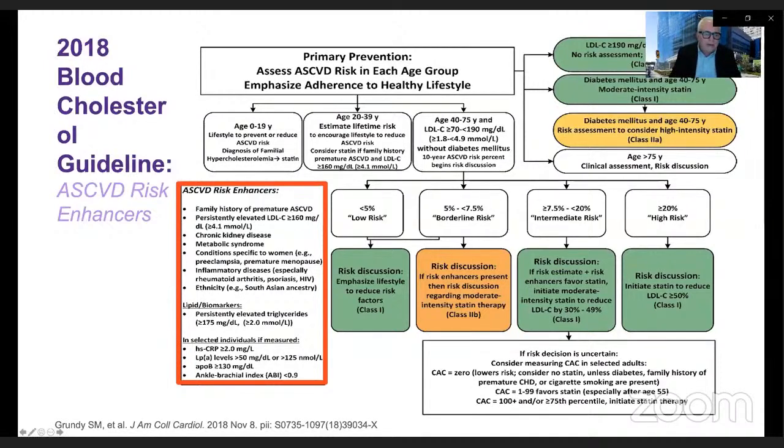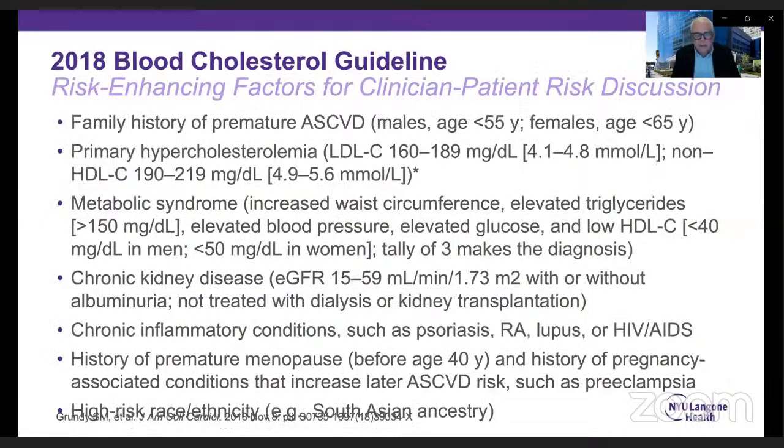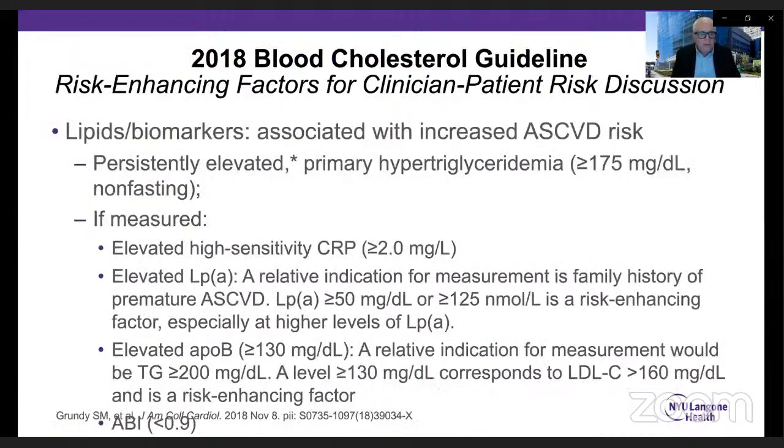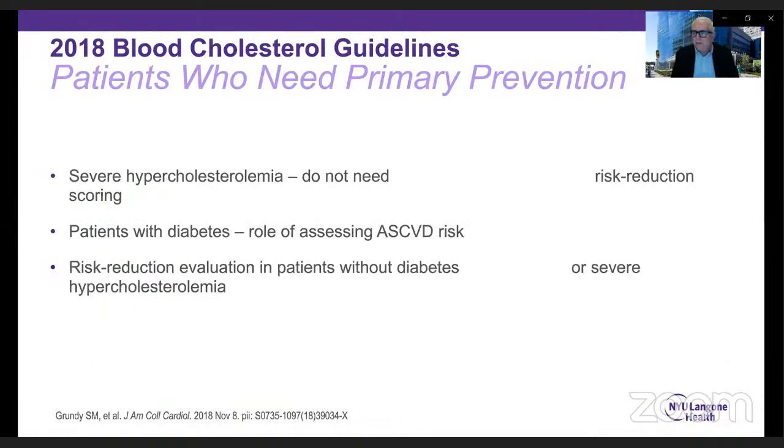And then finally, there are some additional biomarkers that we can check if we'd like to, but you don't have to do this in everyone. High sensitivity C-reactive protein, lipoprotein A, ApoB, or ankle brachial index. And all of these can help us further assess risk. These next two slides just pull out these risk enhancing factors in an easier to read graphic for you. So I've already gone through it. It's here for your review in the slide set, and I encourage you to familiarize yourself with these if you don't already know them. So who needs primary prevention?